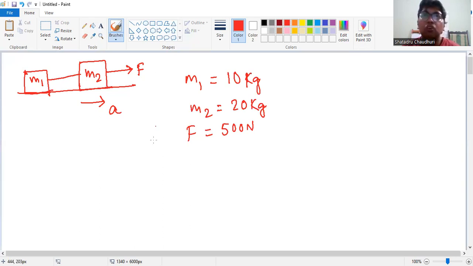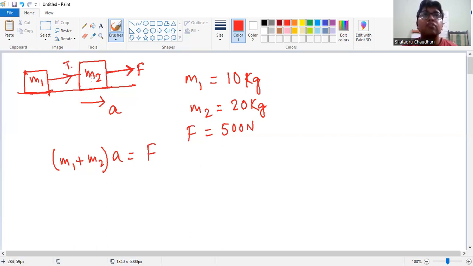तो नाउ माय प्रॉब्लम विल बी (m1 plus m2) into a equals F, because when I am pulling this total mass in this direction, तो क्या है कि if the tension force is acting in a particular direction, the M2 mass is actually pulling the M1 mass, so the tension is acting in this direction due to M2. The M2 is pulling M1, so M2 M1 को pull कर रहा है, तो पहला जो tension force है वो इस तरफ काम कर रहा है.